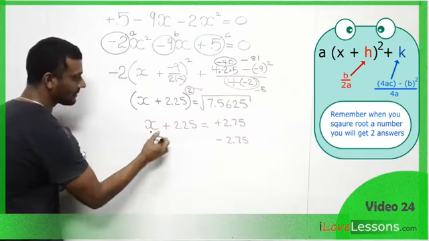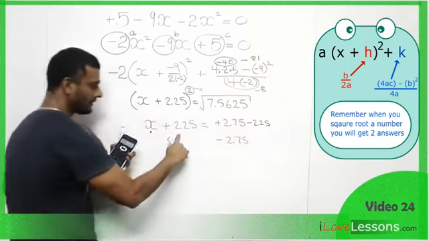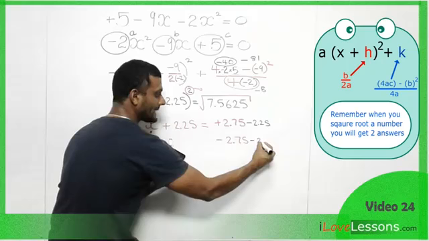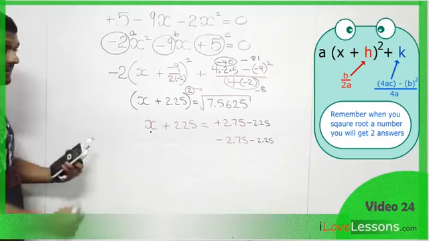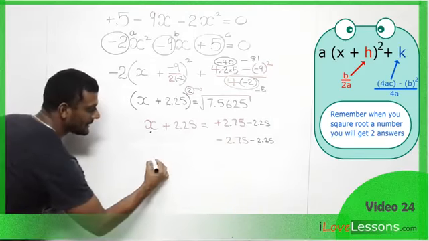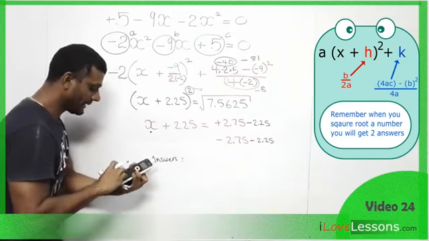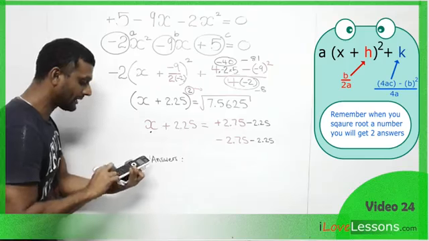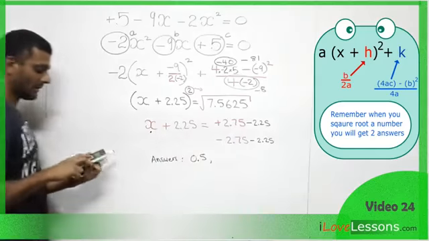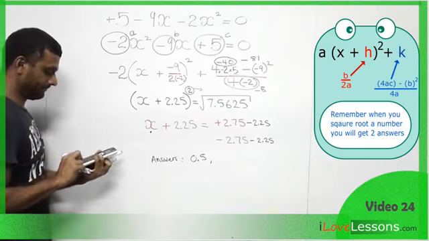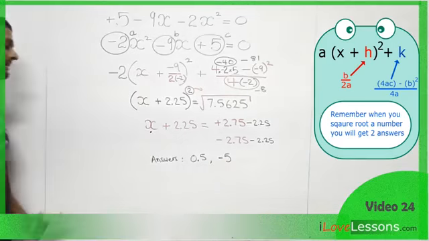Aim is to solve for x now. So we throw across the positive 2.25 to get negative 2.25. But we also have to do the same thing for its negative counterpart. We just need to work this out, and we just need to work this out. And we'll get our two answers for the quadratic. So our two answers, let's work this out in our calculator. 2.75 minus 2.25 will give us 0.5. That's my first answer. Then we're going to work this one out. And we got minus 5 for this one.